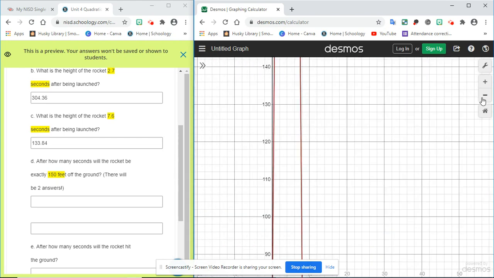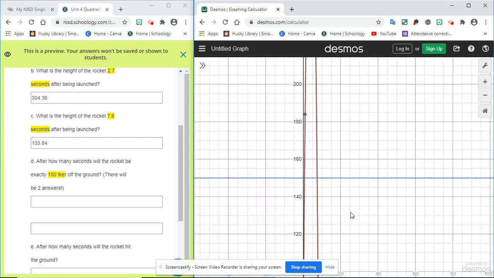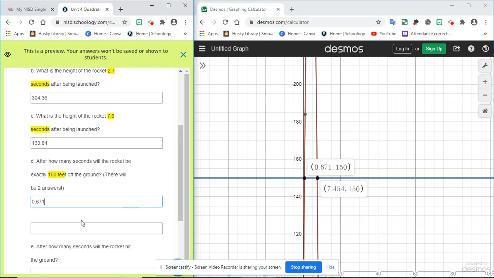And if you look here, we zoom out a little bit, it crosses the parabola twice. When I click on the line, I see two gray dots appear here and here, and those are my solutions. When is the rocket going to be at 150 feet? At 0.671 and at 7.454. You want to put the 0 for this problem just to count it correctly because it gets very specific. If you don't put the 0, it counts it wrong. So put 0.671, 7.454.